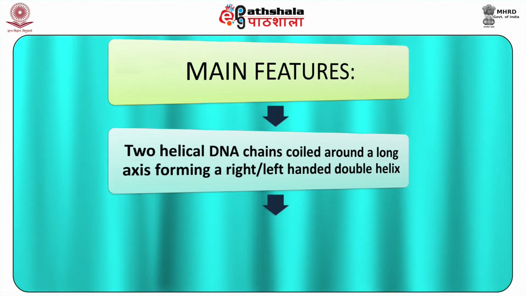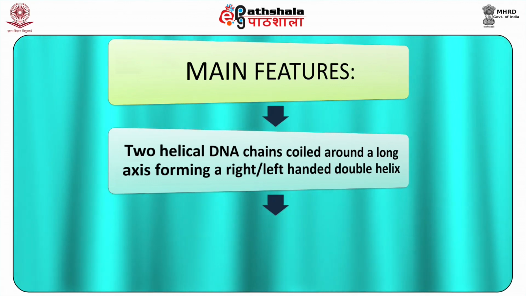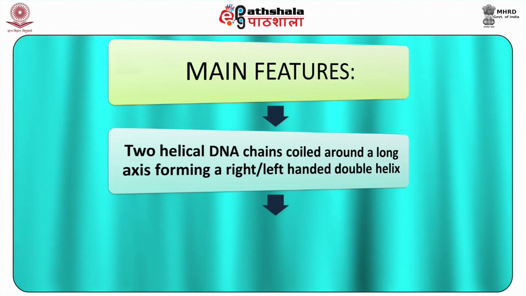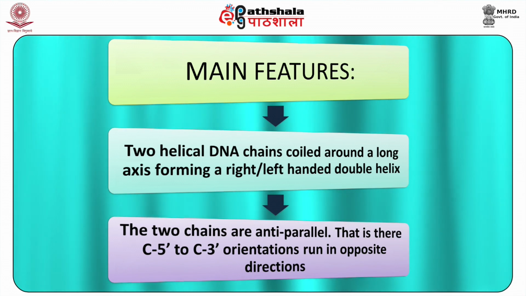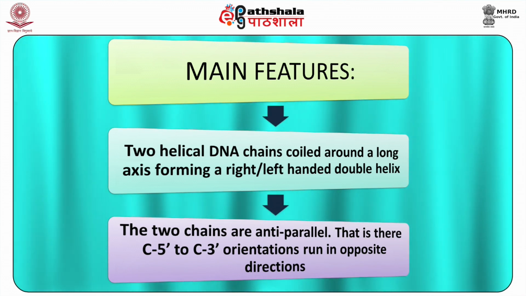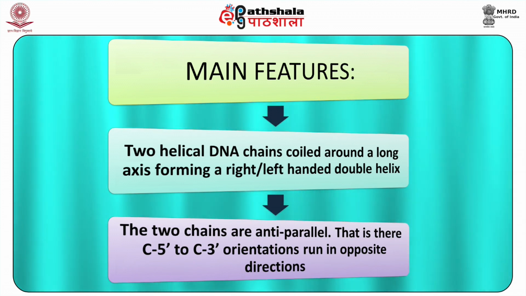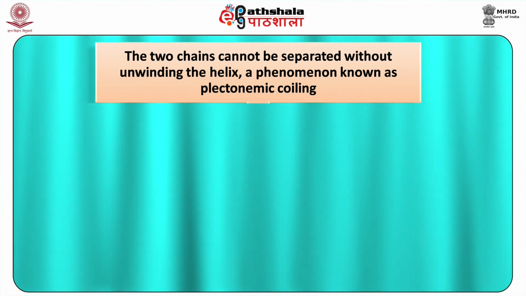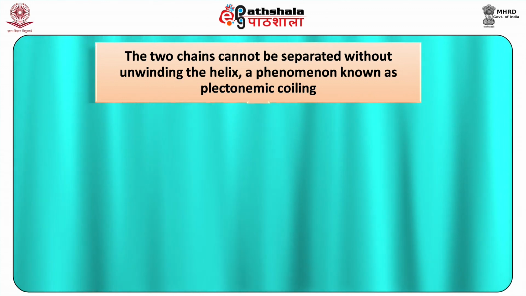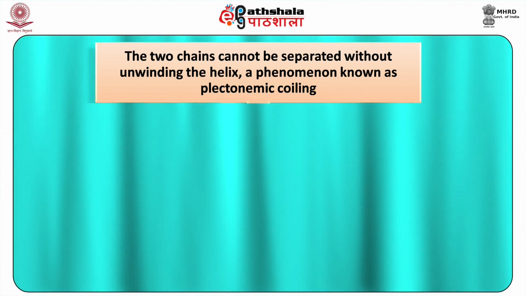First, the helical DNA chains are coiled around a long axis, forming a right or left-handed double helix. Second, the two chains are antiparallel, that is, the C5' to C3' orientations run in opposite directions. The two chains cannot be separated without unwinding the helix, a phenomenon known as plectonemic coiling.